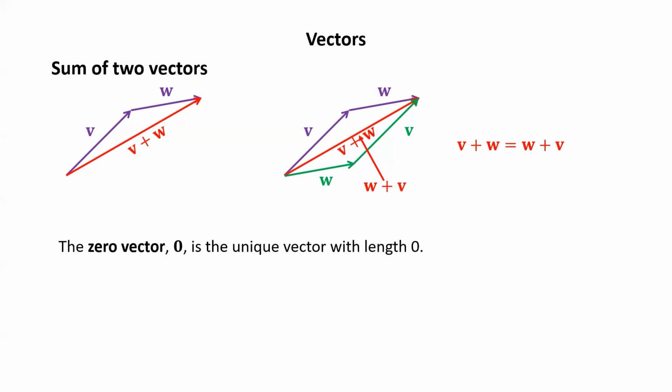The zero vector, written with a boldface 0, and of course, if you're handwriting it, you might write a 0 with a half arrow on top. This is the unique vector with length 0. Geometrically, we'll represent the zero vector with a point. The zero vector has the property that when you add 0 plus v or v plus 0, you just get the vector v. The technical term for this is that the zero vector is an additive identity for vector addition.